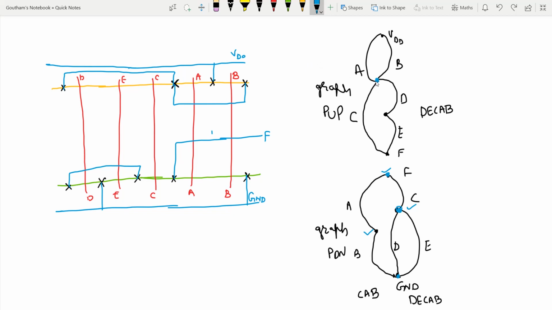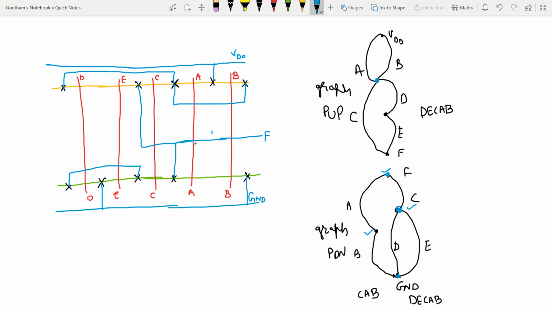Okay, now this connection is also done. So this end of C is done. What is the other end of C connected to? The other end of C is connected to E, and these two are connected to F.